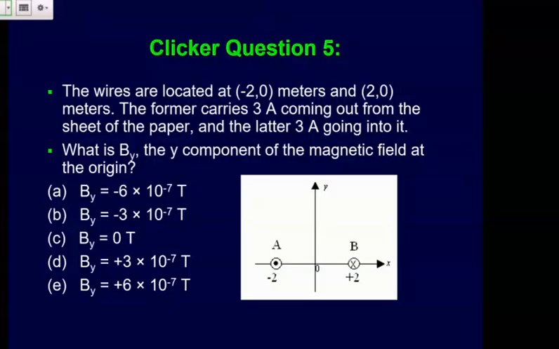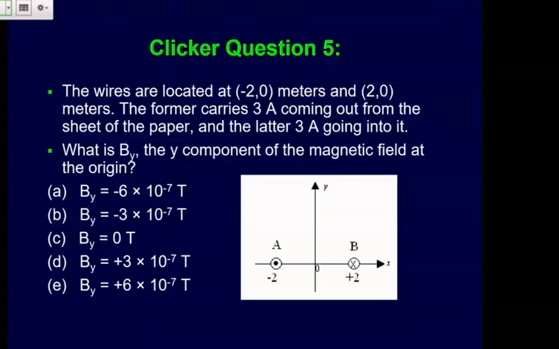All right, so here's again an old test question. Here are two wires, A and B, located 2 meters away from an origin. The two wires carry 3 amps. One of them is coming out, one of them is going in. And we want to know: what is B_y, the y component of the magnetic field at the origin?